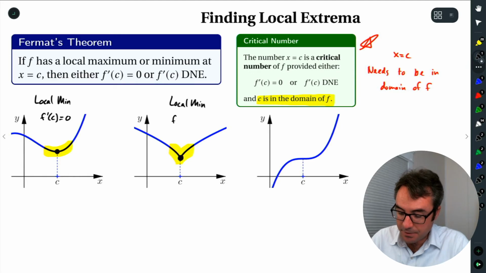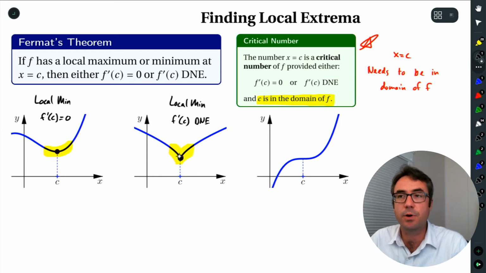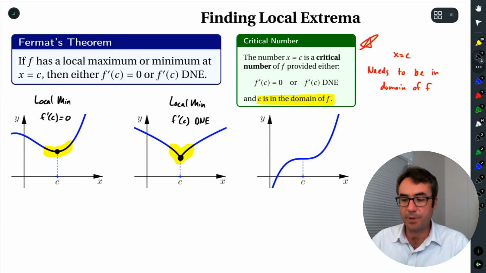But in this case, we're seeing what happens when the derivative is undefined. Why is the derivative undefined here? Well, we have a cusp. There's an abrupt change in the slope of our graph. The derivative is 0 in the other graph because it's more of a gradual, more of a rounded change in the slope. Here it's much more drastic.